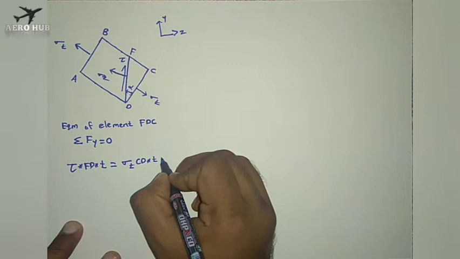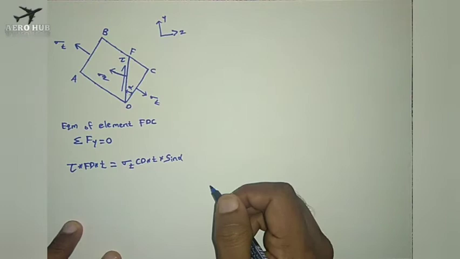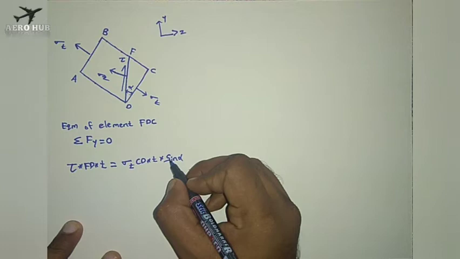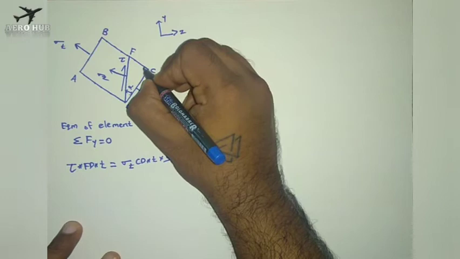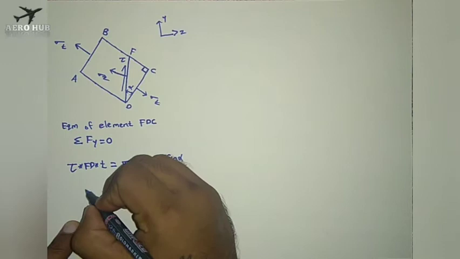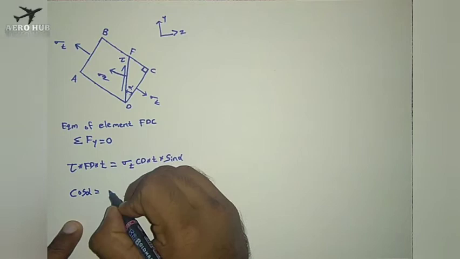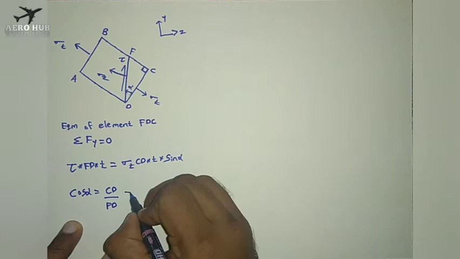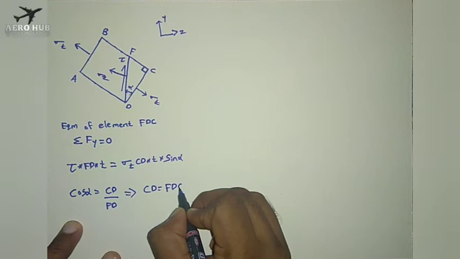Okay, this gives the value for the component of load acting in the y direction. And from the figure I can take this angle as 90 degree. So here I can take cos alpha is equal to, what is cos alpha from the figure? Cos alpha will be equal to CD divided by FD. So I can write CD is equal to FD cos alpha. Okay, now I will substitute the value of CD in this equation.